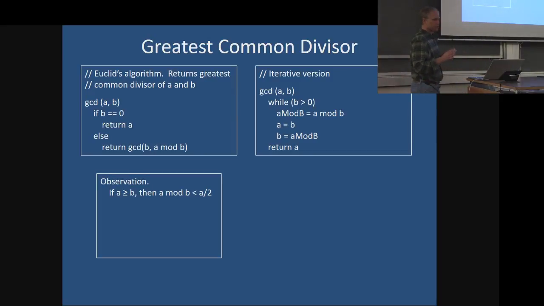Now, let's work on the complexity of the algorithm. To get the complexity, we've got to get some idea of how many steps it's going to take, how many iterations over there, or how many recursive calls over here. So we've got to figure out at each step what's getting smaller and how much smaller it's getting. Here's my first observation: if A is greater than or equal to B, then A mod B is less than A over 2. Why is that true?